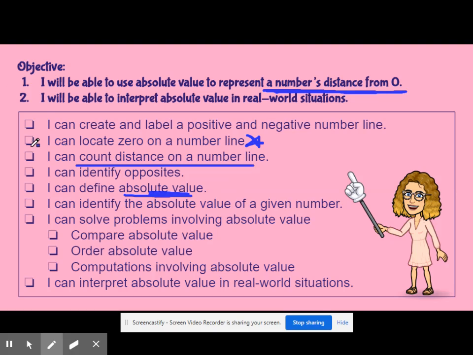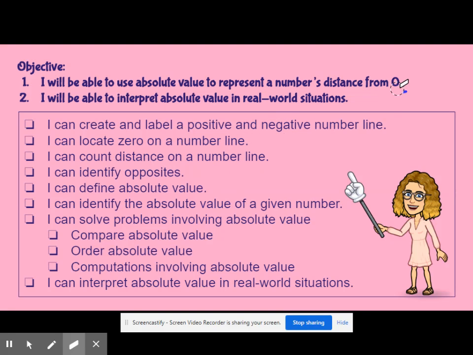So a lot of this stuff I know you can do. Like I know you guys are great at opposites. I know you guys can count tick marks. I know you could find zero on a number line. We've created number lines. So really the new stuff revolves around absolute value. So let's go ahead and dive into this lesson.